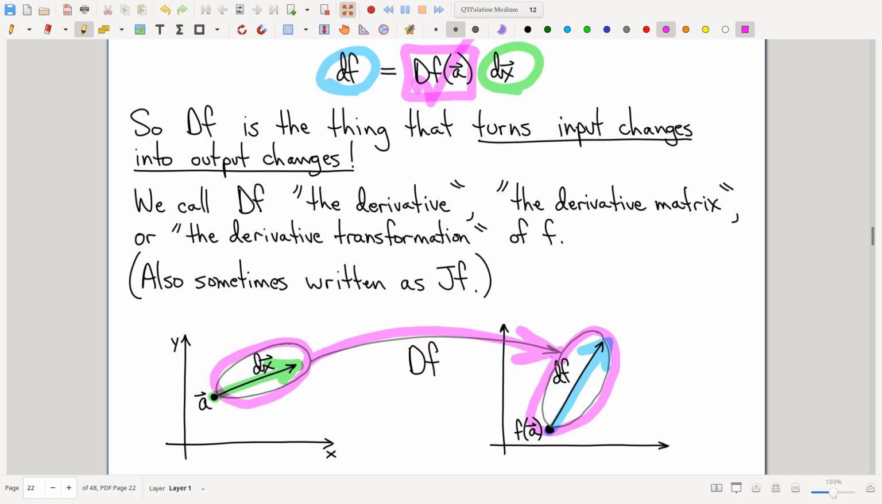So in this case, F is going from R2 to R2. Yep, that's right, exactly. Two input variables, X and Y, two output variables that I haven't labeled because we don't need them for any particular reason.